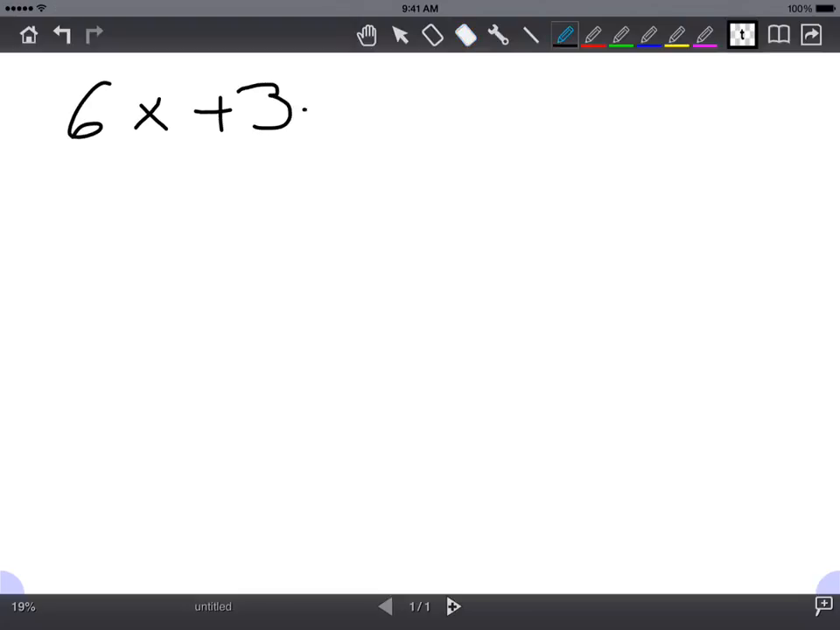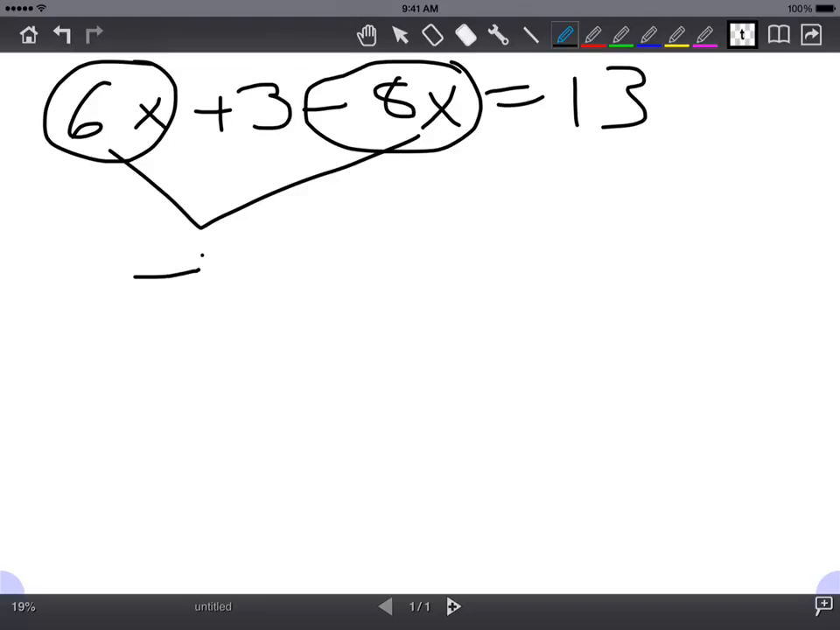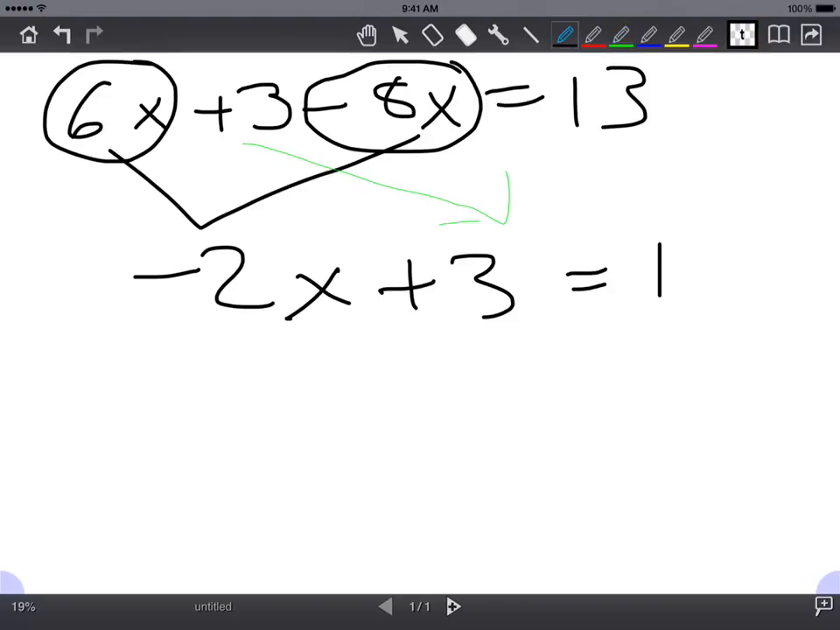So let's do 6x plus 3 minus 8x equals 13. So we gotta add and subtract like terms here. Our two like terms have the x's. So these are our like terms. They both have an x attached to them, so we subtract only those. Negative 2x plus 3, the 3 just comes down because there are no like terms sharing it, equals 13.